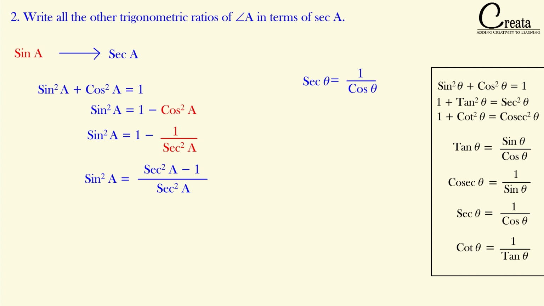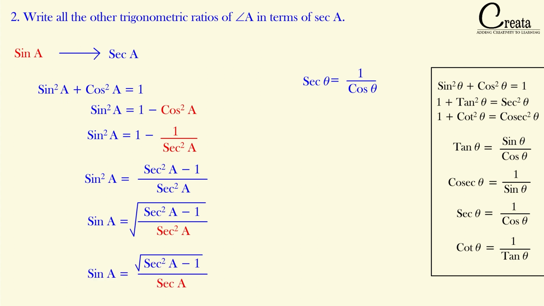So we got sine A as root of sec square A minus 1 upon sec square A. Let's take sec square A out of the root. We got the final expression as sine A is equal to root of sec square A minus 1 upon sec A. That is the expression of sine in terms of sec. Got it? We got the value of sine.